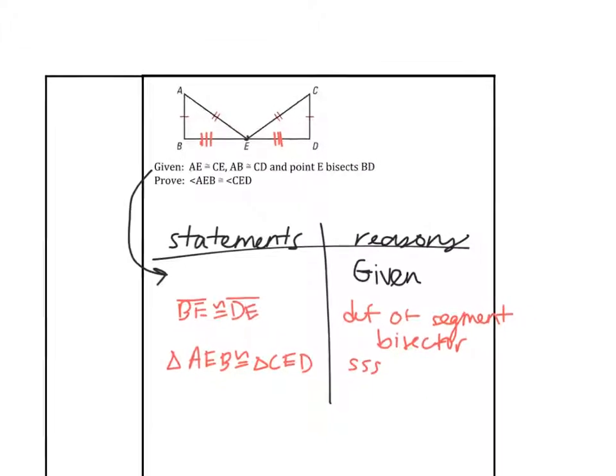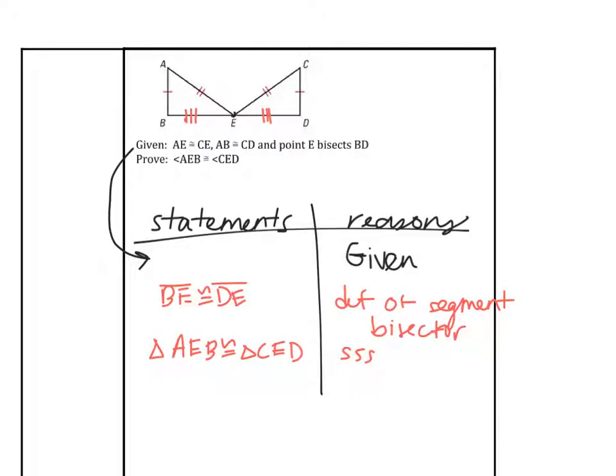But ultimately, we're trying to prove that the angles AEB and CED are congruent. So angle AEB is now congruent to angle CED because of CPCTC. Because the triangles are congruent, the corresponding parts are congruent, and so these two angles are congruent because they are corresponding and the triangles are congruent.